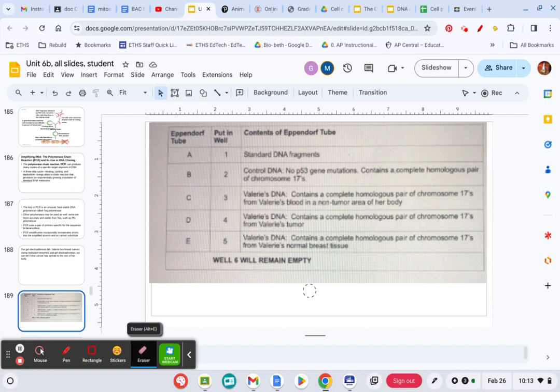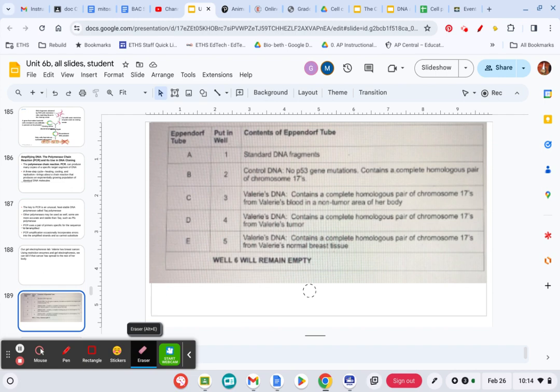So lane 1 was just standard DNA fragments. These are fragments that we already know how big they are and how far they're going to travel in the gel. Like one is 10 base pairs, another one's 200 base pairs, that kind of thing. So you can kind of get an idea. It acts as a ruler to measure everything else against.